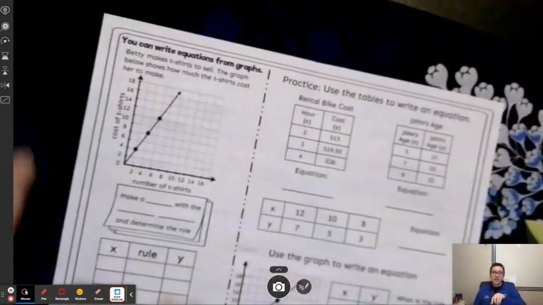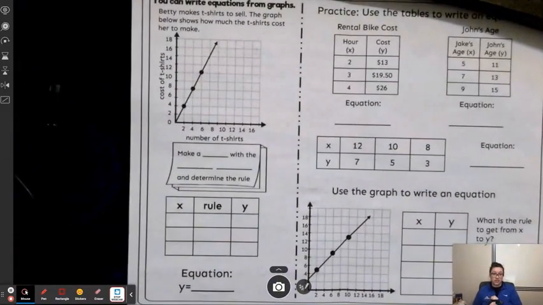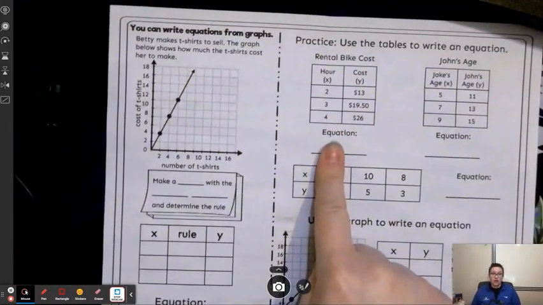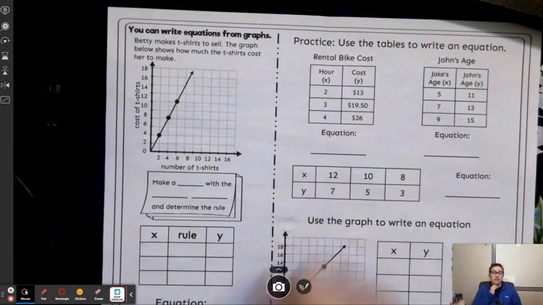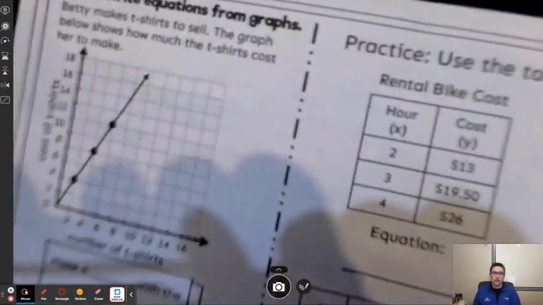So this page is big. There's a lot of stuff on it. We're going to continue with the tables. So up top, we're going to use these tables to help write an equation for us. So let's start with the bike rental cost, or rental bike cost, excuse me.